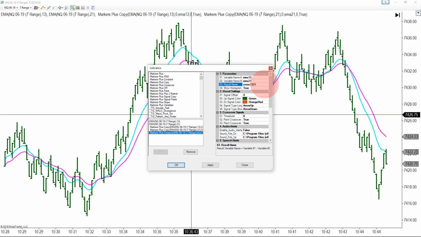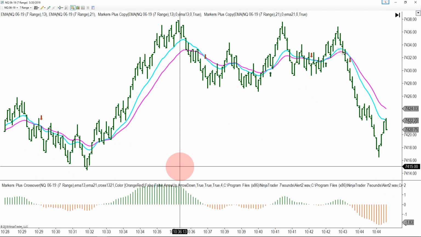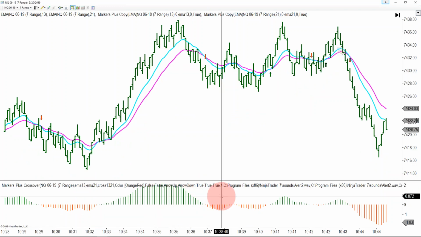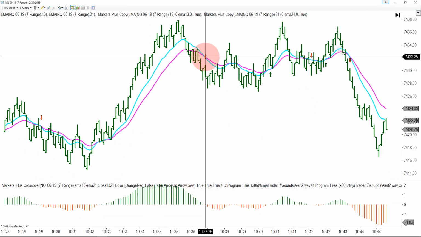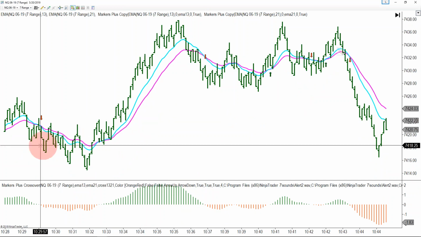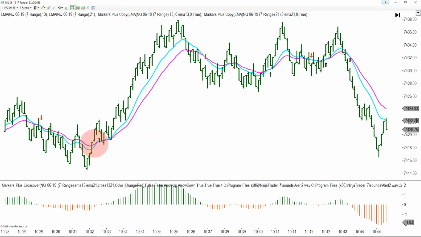1321. Okay? And you can see it's going to paint the buy signals green with an up arrow. It's going to paint sell signals orange-red with a down arrow. Let's go ahead and click OK. You can see we have our histogram down here, and we have signals on the chart. How awesome is that?